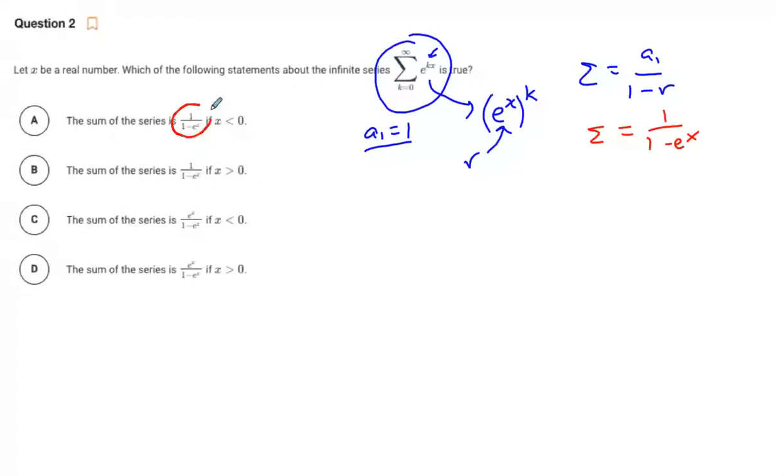Let's go back over and take a look at the choices. Here's one that's possible. Here's one that's possible. And these are wrong. So it's either A or B. And now the choice is about x. Is x positive or is x negative?